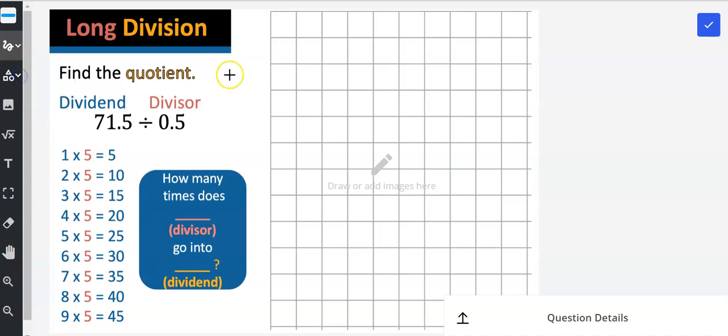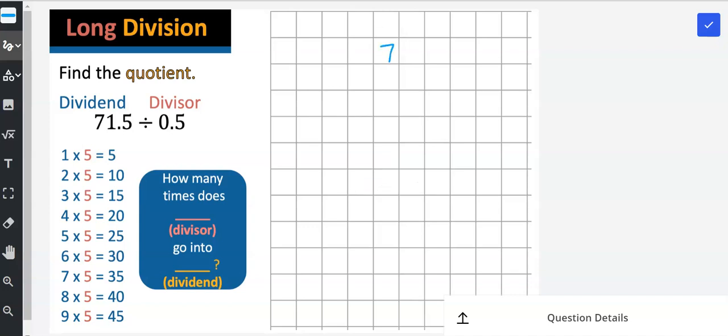Find the quotient. Remember, the quotient is the answer to a division problem. So our problem reads 71.5, which is the dividend, divided by 0.5, which is the divisor. So I'm going to start by just writing it in the order that I would read it.